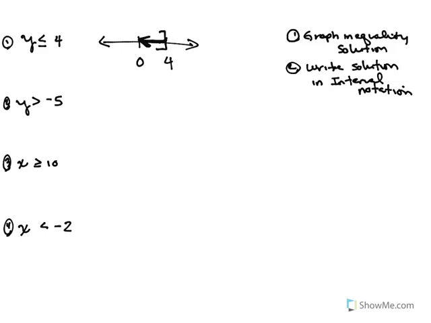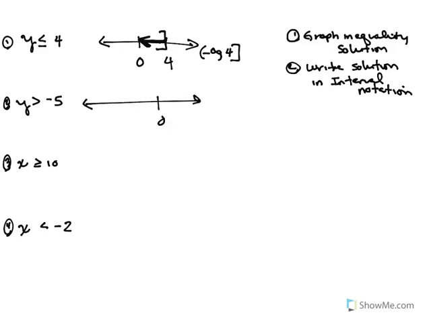So this is my graph, and my interval notation would be what? Well, from negative infinity to 4 with a bracket on it, right? Because where are these going? From negative infinity, the smallest values, all the way up to the largest value, which would be that positive 4, and it has a bracket on it.